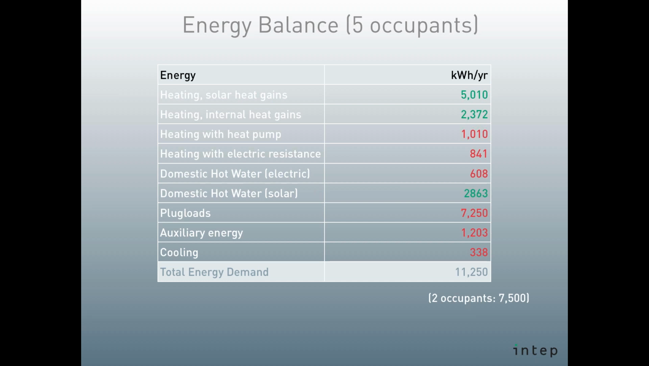We're estimating right now that a family of five will need about 11,250 kilowatt hours of electricity a year to run this. This is single fuel, so this is for everything. If we go to two occupants, it'll drop down to about 7,500, and a huge part of it is in the plug loads. And we are accounting for a North American lifestyle here, which is one thing where the Passive House planning package, given that it's coming from Germany, is just not very good.